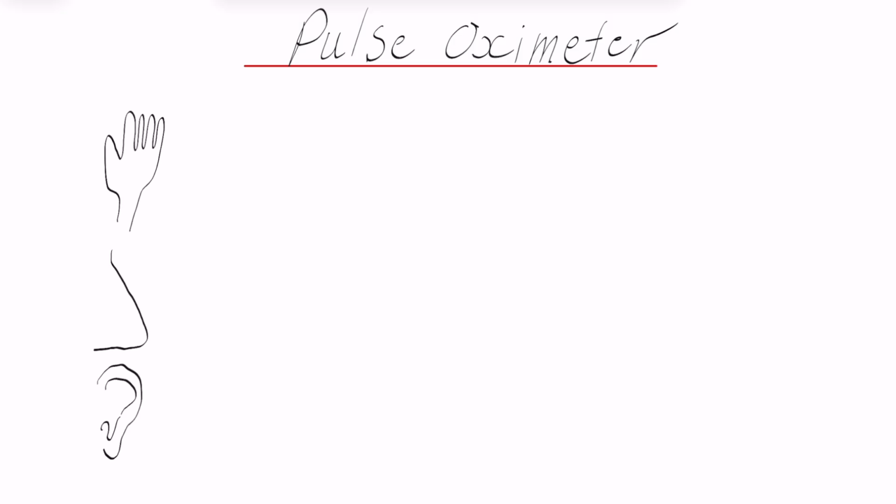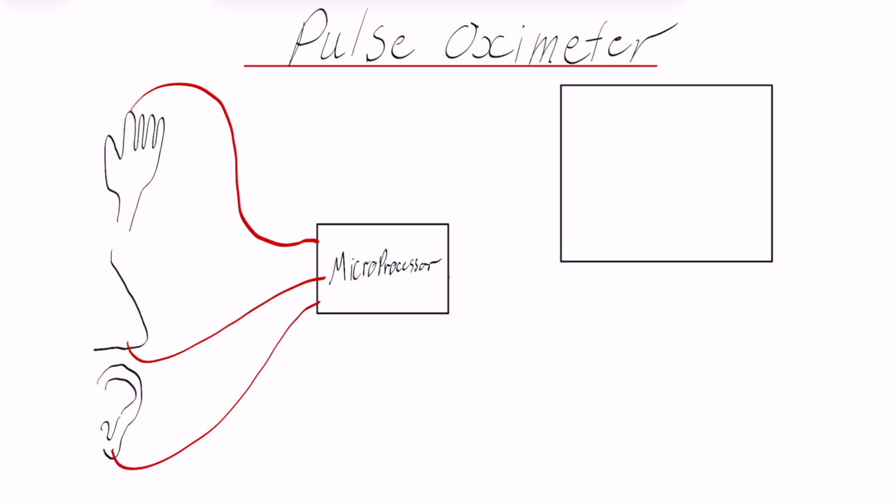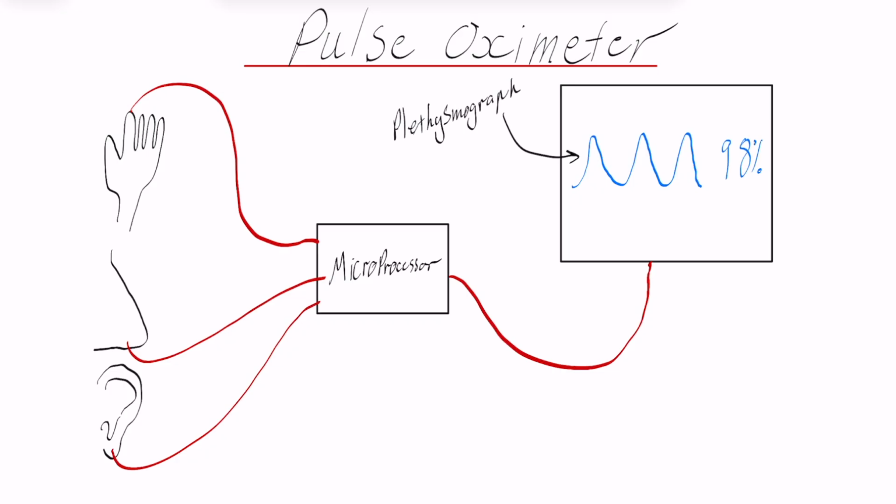Today we're going to talk about the pulse oximeter, and a pulse oximeter is a tiny device we usually place on the finger, nose or earlobe, connected to a microprocessor and display which shows us a plethysmograph, a haemoglobin saturation known as SpO2 for saturation of oxygen, and don't forget it also shows us a pulse rate as well.